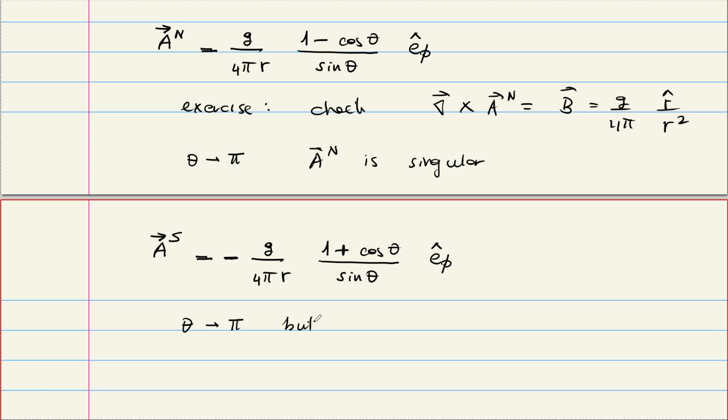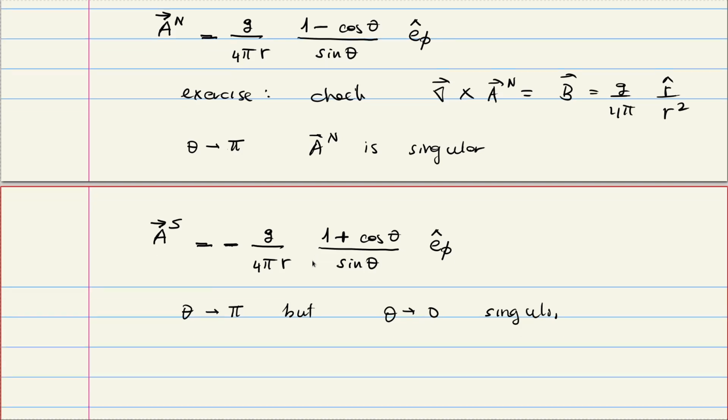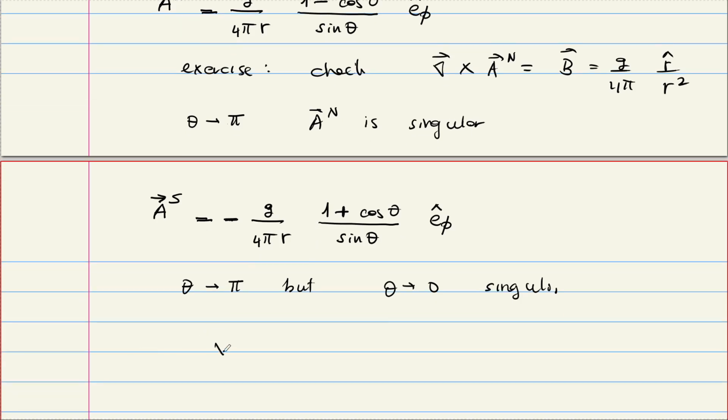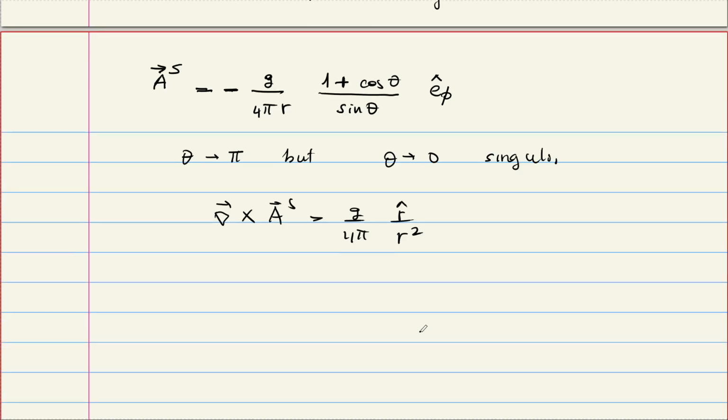But theta goes to 0. Now, the numerator is finite, but the denominator is 0. This is singular. That's why I call it also a check. This also is an easy check. Del cross A south is also exactly the same B. Again, you need to use curl from Wikipedia in spherical coordinates.